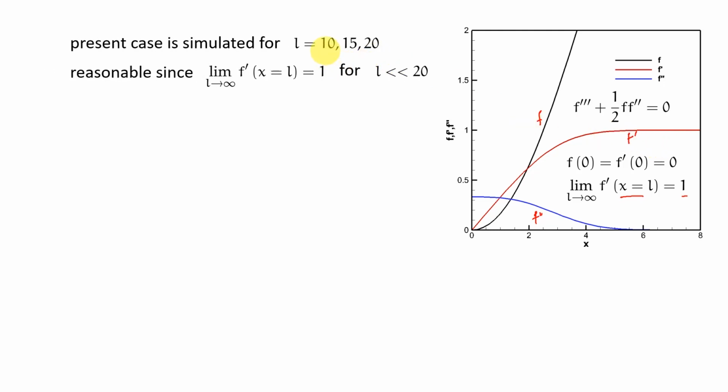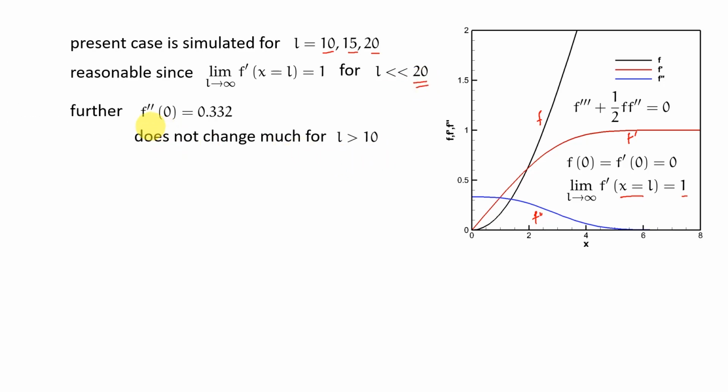In this case I have tried with 10, 15, 20, 3 different values of L, and then I found that even 10 is okay, but there is no point in going beyond 20. We can see that for L equals 20, this f prime becomes 1 much before 20. F prime becomes 1 at around x equal to 5, so we can safely take this 20 as our infinity and go with that.